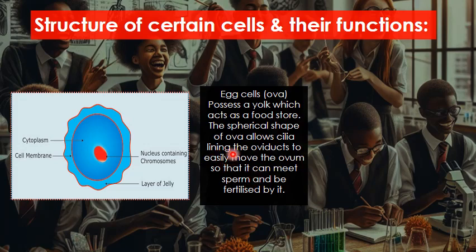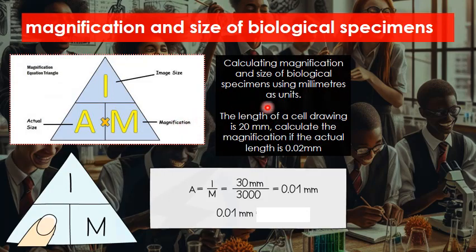So let's talk about magnification, right? We want to be able to calculate magnification and size of a biological specimen using millimeters as units. So for example, when you see a cell, you can have a drawing of a cell, but that cell has been magnified because you can't see it with your own eyes. It has to be magnified so that it becomes a huge image that you can actually see.